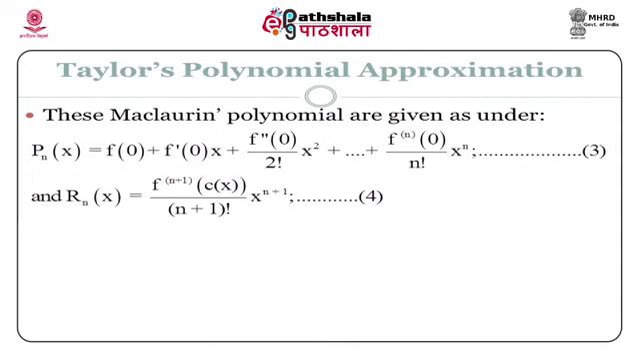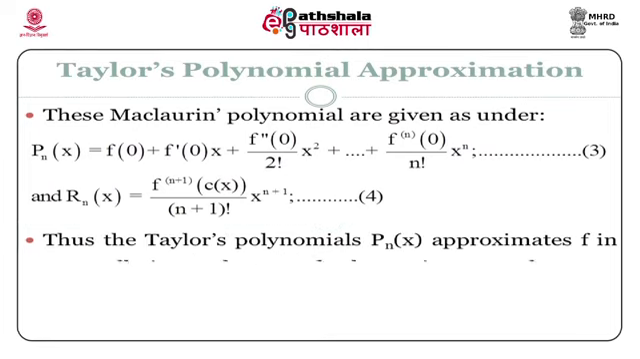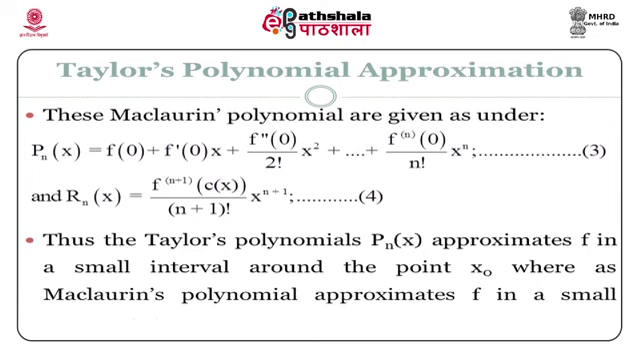And R_n(x) in that case will be f^(n+1)(c(x)) upon (n+1) factorial times x raised to n+1, and c(x) will be some point in the interval 0 and x. Thus, the Taylor's polynomial P_n(x) approximates f in a small interval around the point x_0, whereas Maclaurin's polynomial approximates f in a small interval around the point 0.